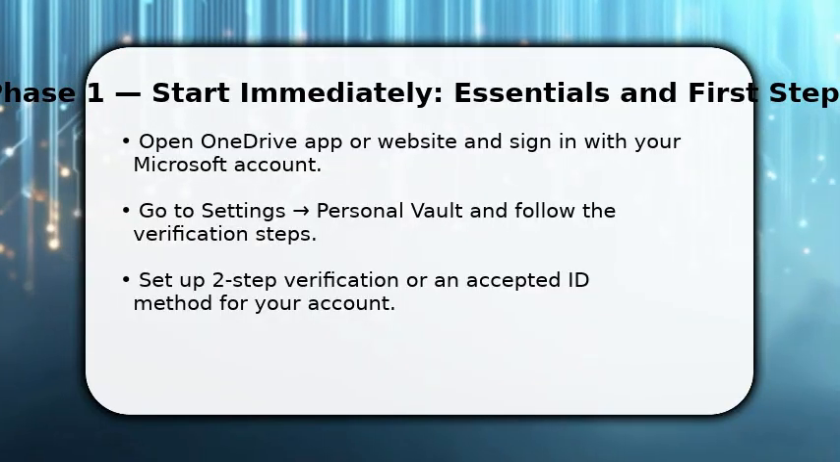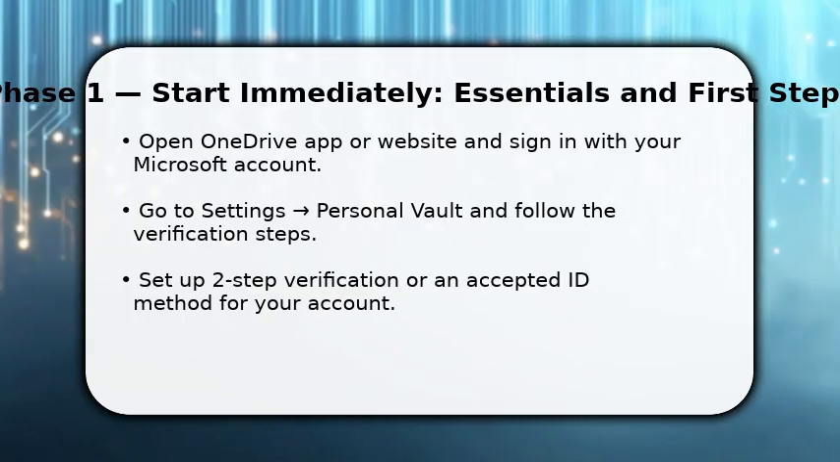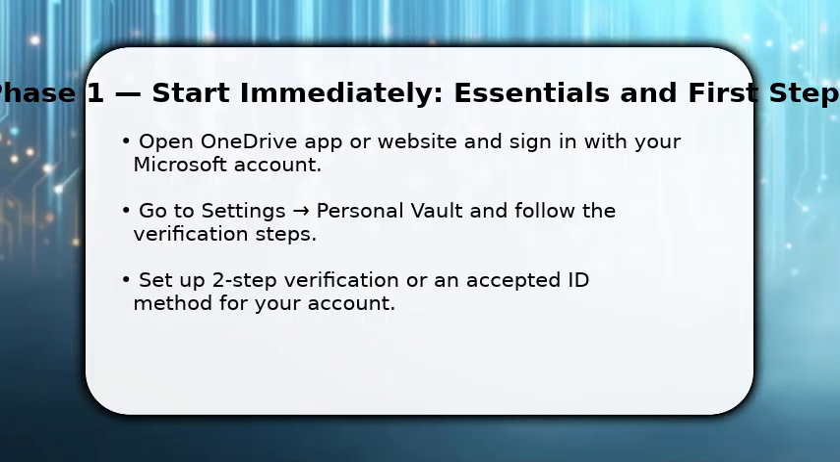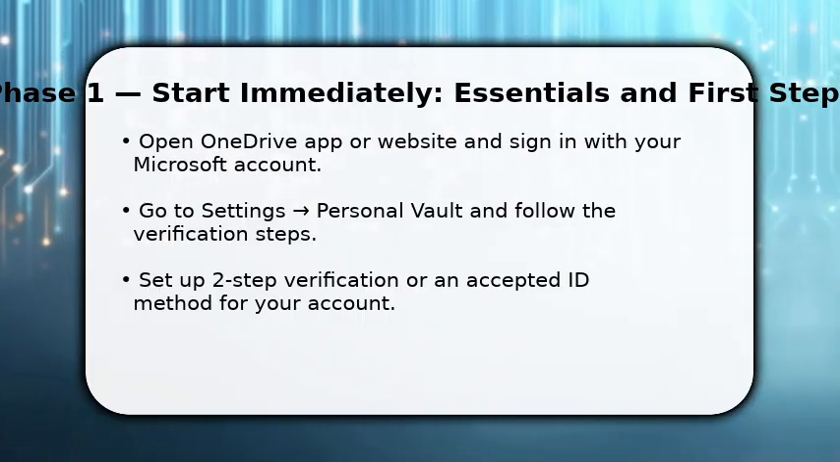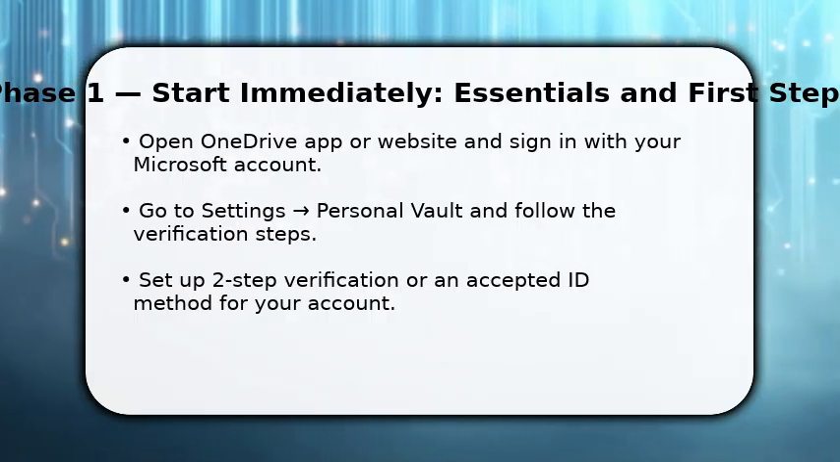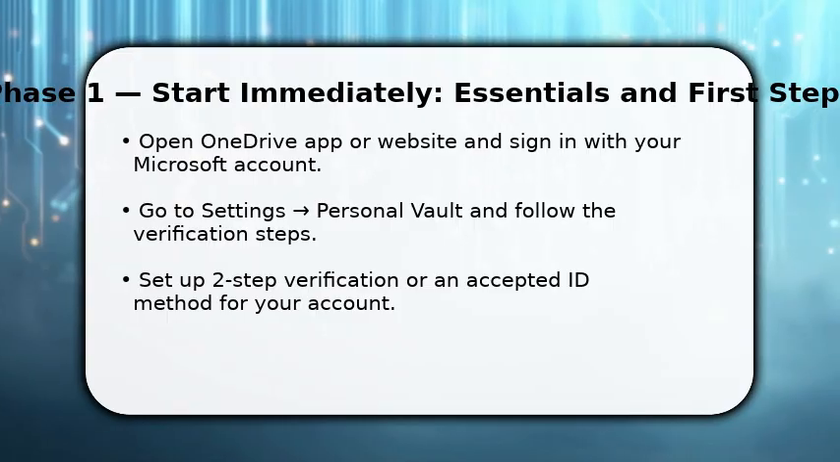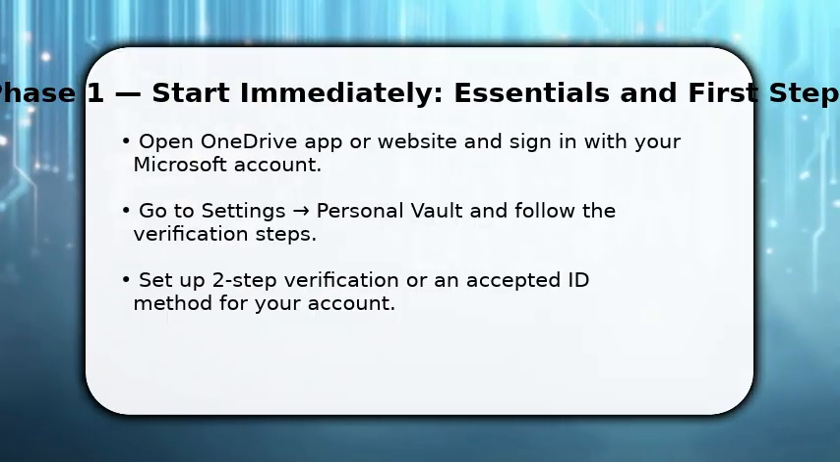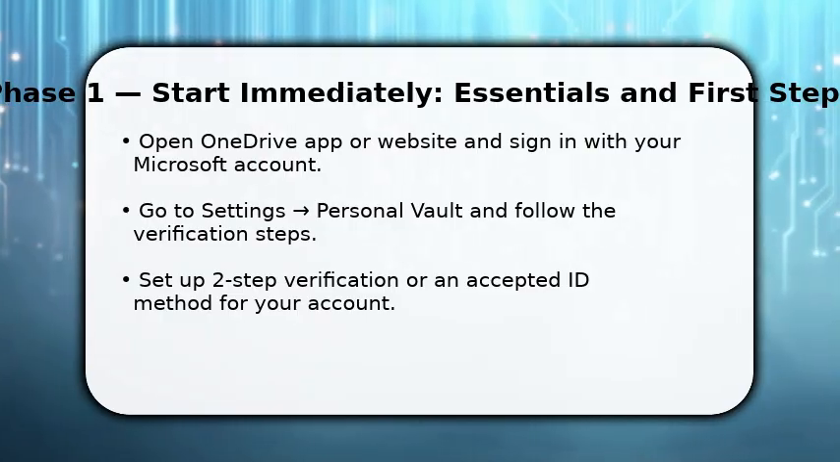You start by enabling Personal Vault because it creates a secure container for sensitive files. Open OneDrive and sign in, then go straight to Settings and choose Personal Vault. Follow the verification prompts. Microsoft requires two-step verification or an ID method. This prevents unauthorized access. Once done, Personal Vault appears in your file list.